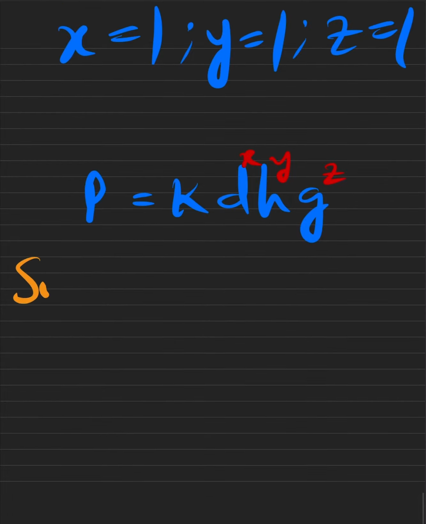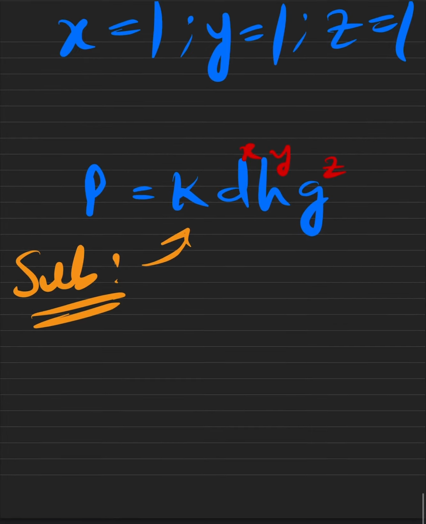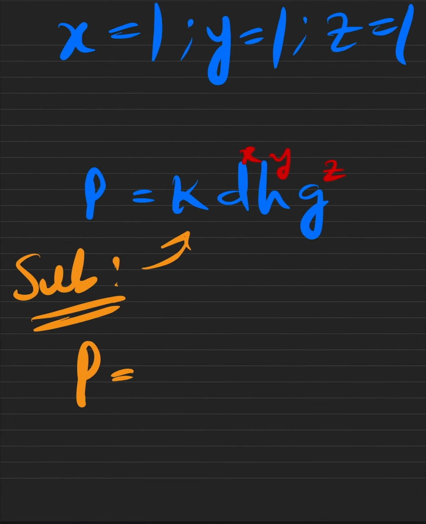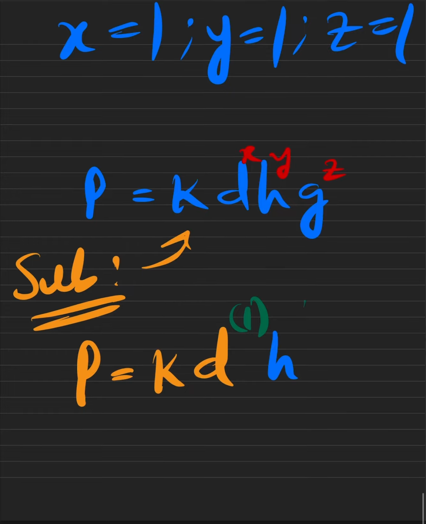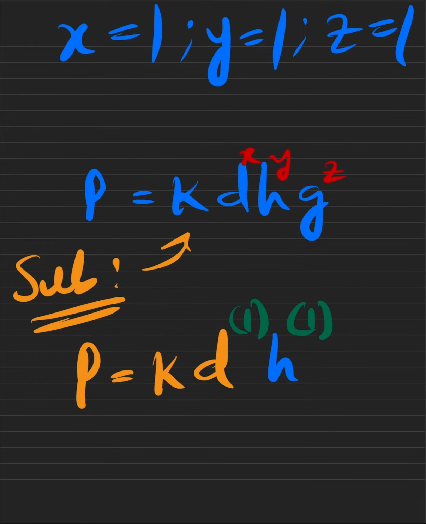So if you substitute your x, y, and z into that equation, you are going to have P, which is the pressure we are looking for, equal to K, the D, which we know is raised to power 1. Then we have the H, which we know is 2 giving us 1, right? Then we have the G as well, the G. Let me make this uniform.